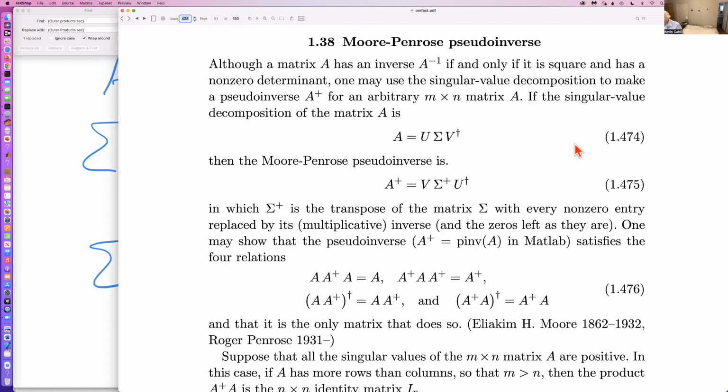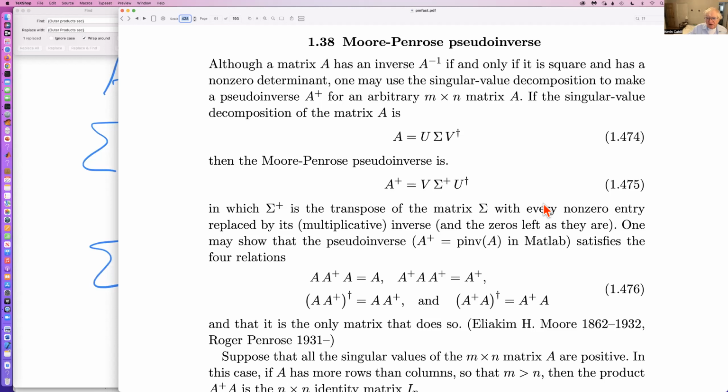So let me get my Jiffy eraser here too. So it looks like this. So it looks like that.